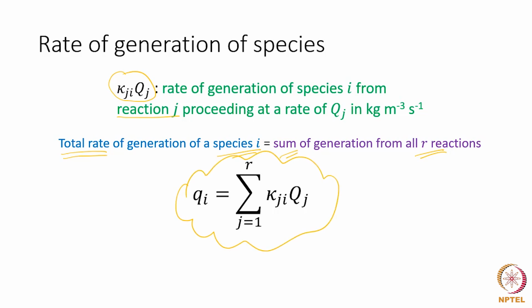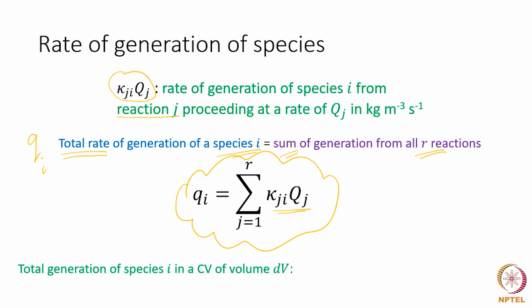So qi is the total rate of generation of the species I, and on the right hand side we have a summation, and this term for the jth reaction is already familiar to us. We just sum it up for all the possible reactions.